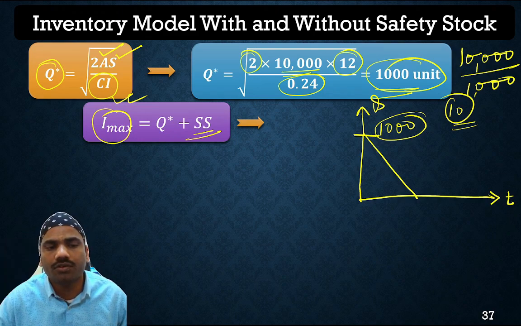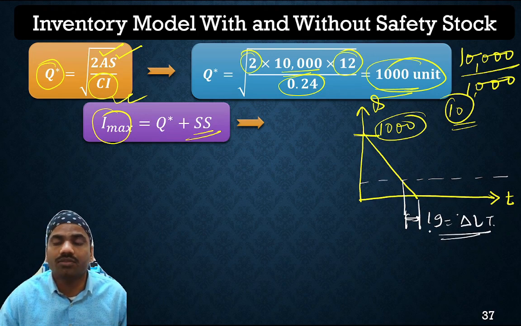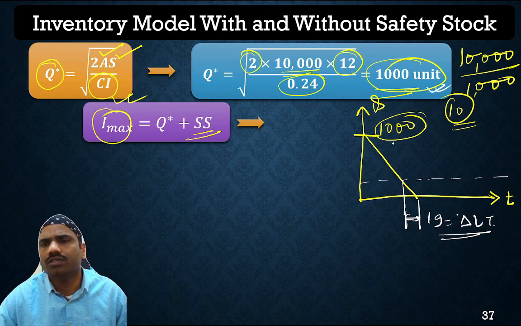Next we will find the reorder level. We have a lead time, and that is: average lead time is 19 days, and maximum lead time is 30 days. We have 1,000 units, so this is the EOQ, Q star.